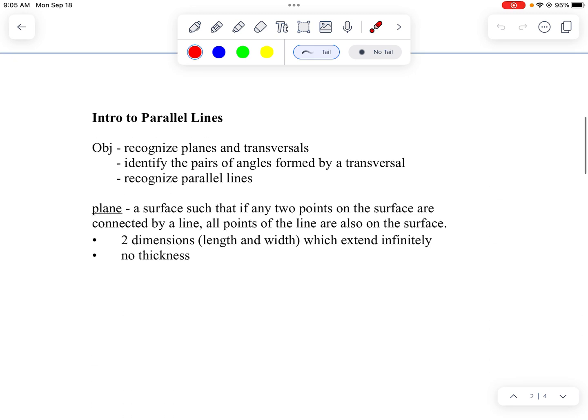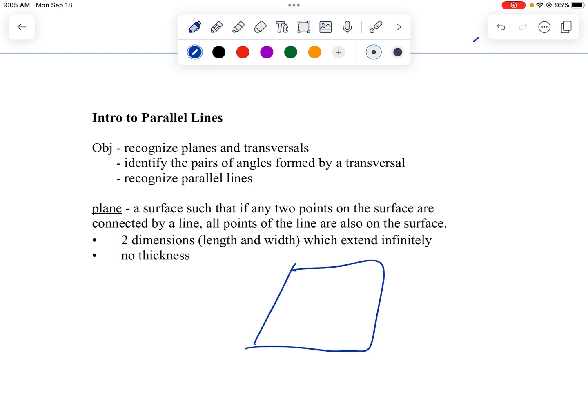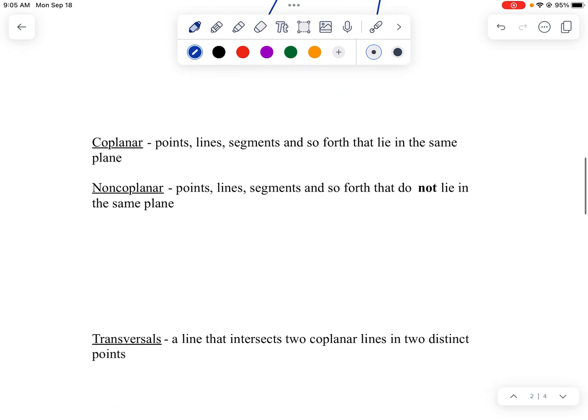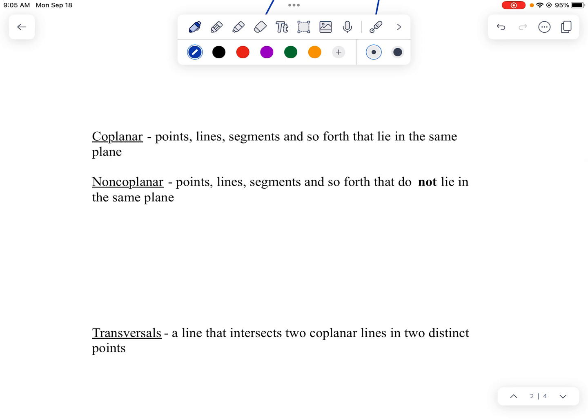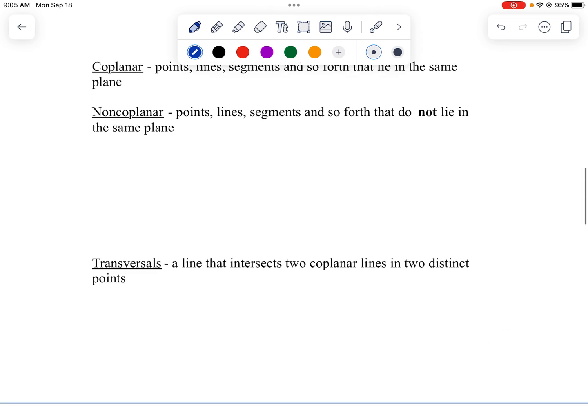First thing I wanna talk about, just a review of a plane. Remember, a plane is a surface where any 2 points on the surface are connected by a line. It's two-dimensional. It's like a piece of paper, all right? Coplanar, non-coplanar, remember we talked about this. Points that lie in the same plane and points that do not lie in the same plane.